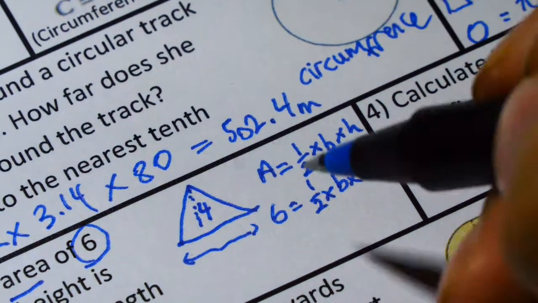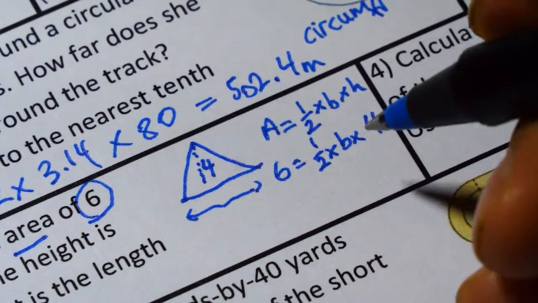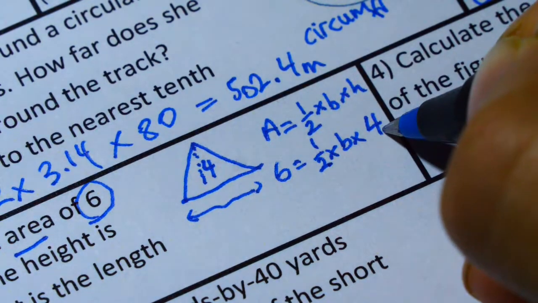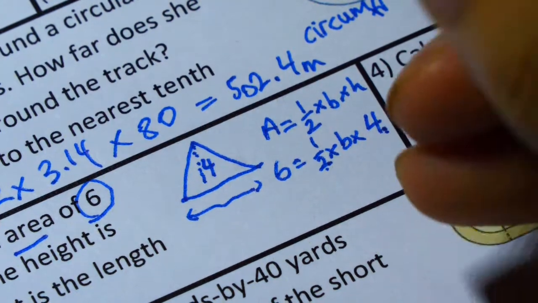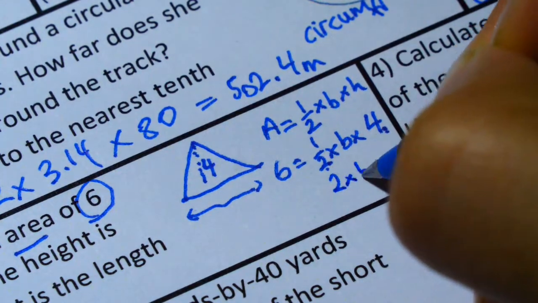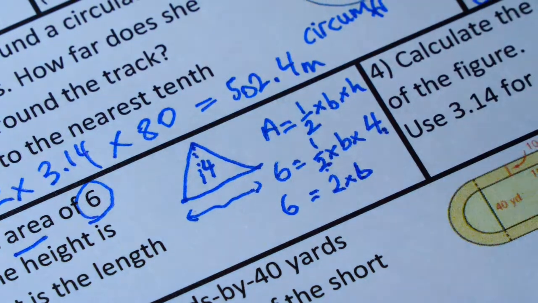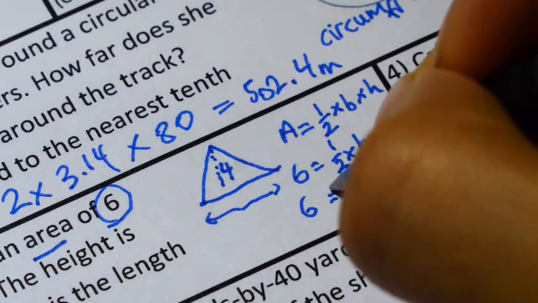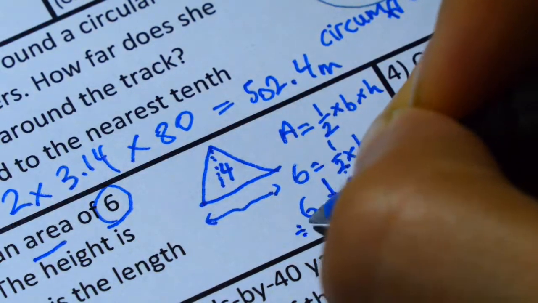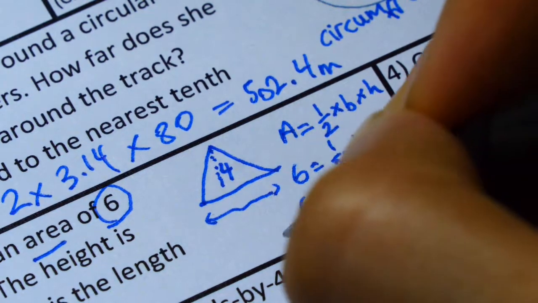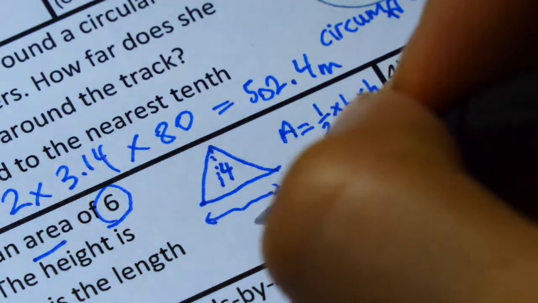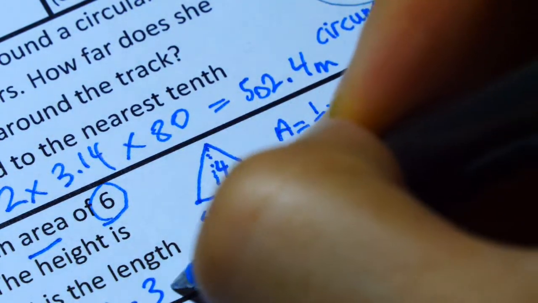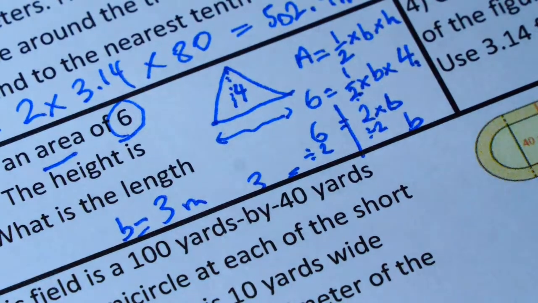Okay. So if I want to simplify half times B times 4, I can do half times 4. A half of 4 is 2. So 2 times B equals 6. 6 equals 2 times B. If I divide 2 here and divide 2 here, B is equal to 3. 6 divided by 2, 3. So B, the base, equals 3 meters. Okay.